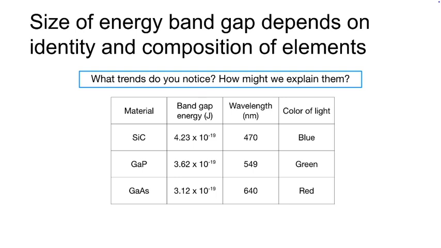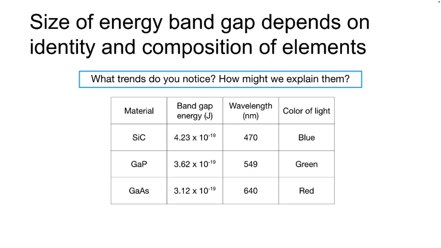Size of the energy band gap depends on the identity and composition of the elements. This is what we were talking about. As we change the composition of those elements, we're going to change the energy of that gap. So what we've got here is a variety of materials: silicon carbide, gallium phosphide, and gallium arsenide. We can see their energy band gap represented in joules. We can talk about the wavelength of light, and we can talk about the color that comes out of it.